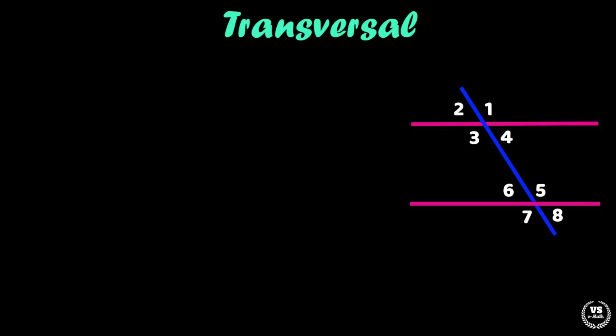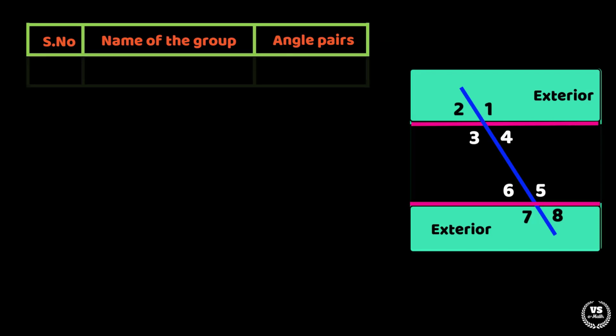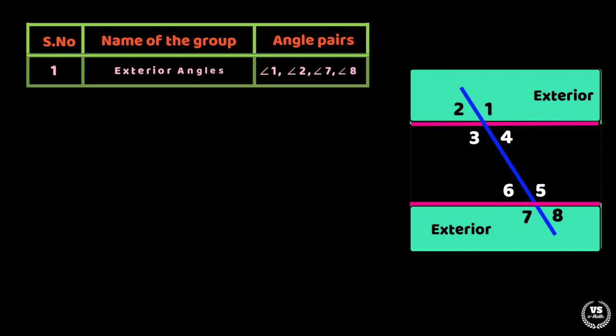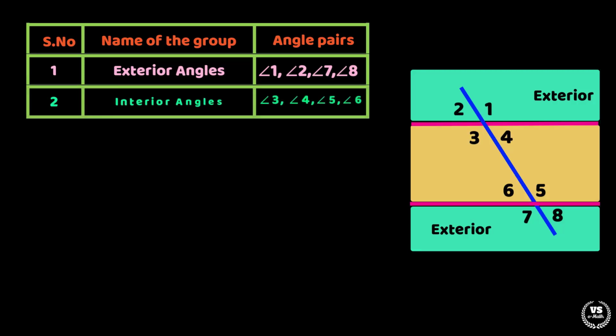The first one is exterior angles. The word exterior means outside. Outside what? The angles which are outside the parallel lines are called exterior angles. Here, 1, 2, 7 and 8 are called exterior angles. What is the opposite of the word exterior? You're right, interior. Interior means inside. The angles which are inside the parallel lines or between the parallel lines are called interior angles.